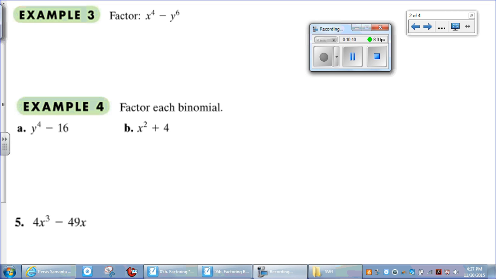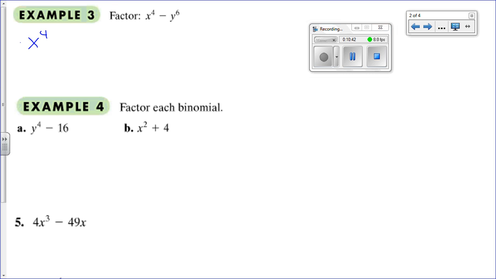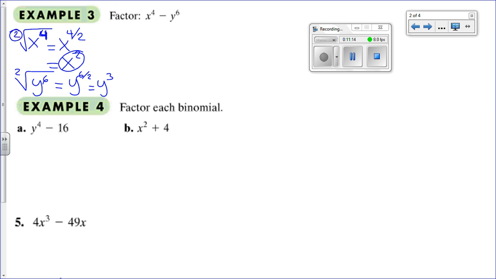Okay, so now we have x to the power 4. And again, it is a perfect square because we're going to take the square root. And when we take square roots, the exponents become fractions. And this little number called the index becomes the denominator of the exponent. So x to the power 4 over 2 becomes x squared. What that means is that the square root of x to the power 4 is x squared. Now, similarly, we could take the square root of y to the power 6, and that will be y to the power 6 over 2, which is y to the power 3.